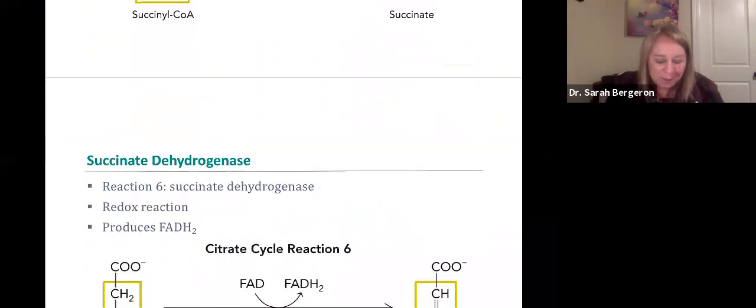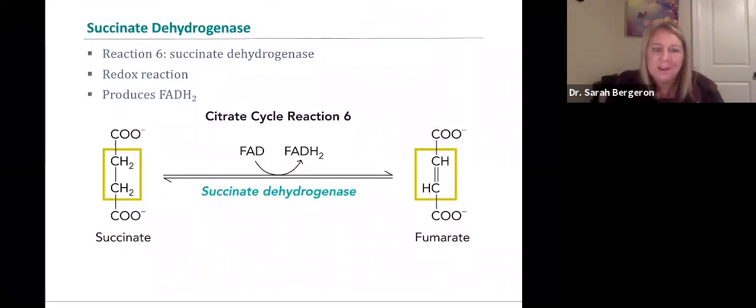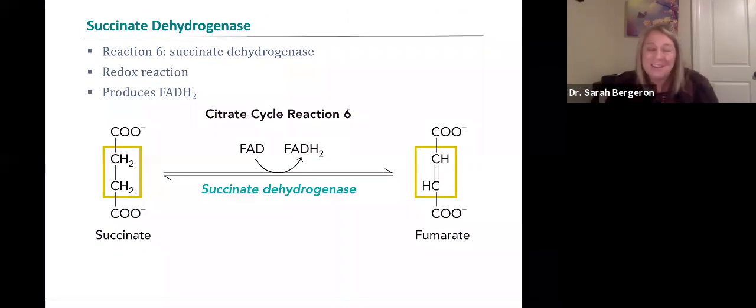So next we have our Succinate Dehydrogenase, right? So this is reaction 6. This links our citrate cycle to the electron transport chain via a different electron carrier. So this one actually produces FADH2, right? So in this one, we have this FAD that's covalently linked to the enzyme Succinate Dehydrogenase. And so this is a protein, the Succinate Dehydrogenase is actually a protein that is associated with the inner mitochondrial membrane.